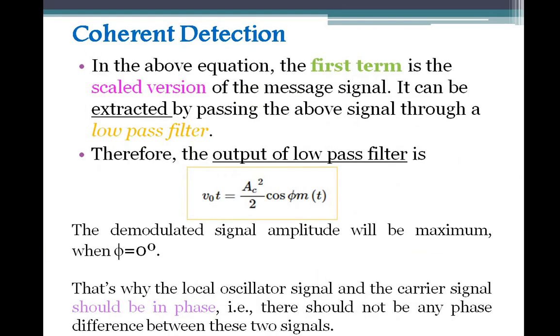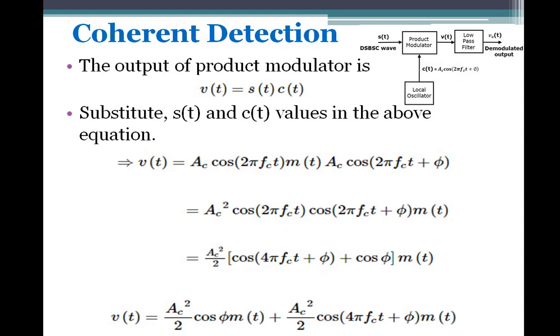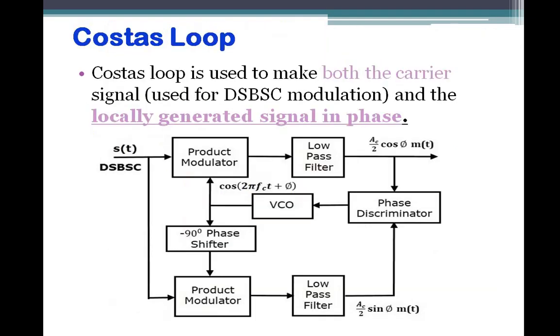In the coherent detection, what you are having was very simple. You had a product modulator, a local oscillator, and a low pass filter. The two inputs for your product modulator are, one, your modulated wave DSBSC, and the other one, c of t, from a local oscillator which generates a carrier signal. But here we are using cos of 2 pi fc t plus a phase difference, which is given to your low pass filter, and it extracts the scaled version of your message signal. In Costas loop, it actually does a phase shift between the two inputs. It compares and gets the same phase carrier which is used at your transmitter side.